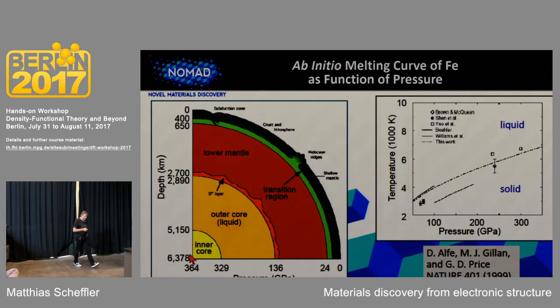This is my last example, which I also think is an extremely good example of how one should use density functional theory. It's an example by Alfè, Gillan, and Price.